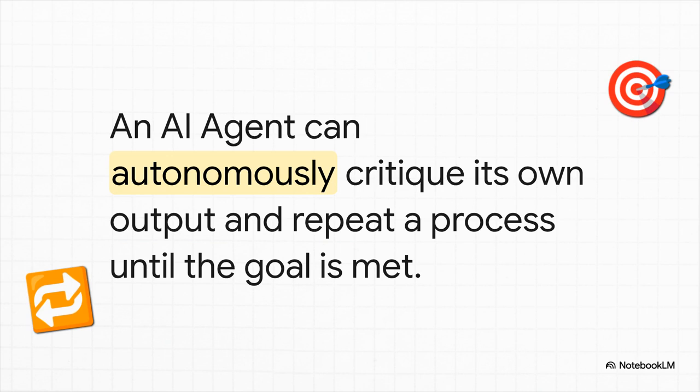But wait, there's one more superpower we have to talk about: iteration. This is a big one. An agent can look at the work it's done, critique itself, and then try to improve it, all on its own. So if you tell it to write a funny social media post and the first draft is kind of lame, it can recognize that and say, nope, that's not funny enough, and then try again. And it will keep trying, refining its own work until it hits the goal you gave it, without you needing to step in at all.